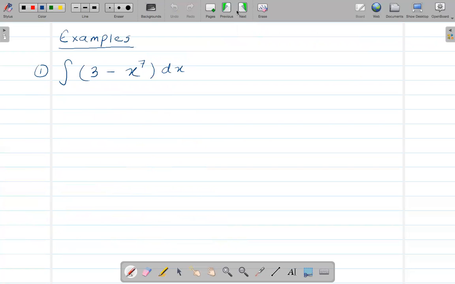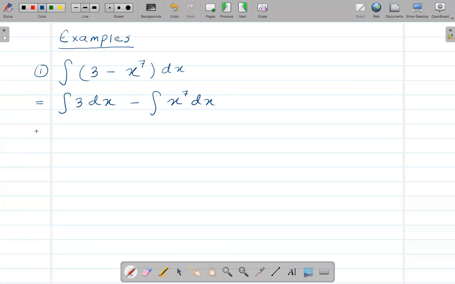I'll do a few examples just to show the idea of how it works. I think you all know by now how it works, but there are a few examples where you need a few tricks. Let's start with the simple one first. When you take the integral of this, there is 3 minus this, so I can distribute like I did in the last lecture: the integral of 3 dx minus the integral of x to the power 7 dx.